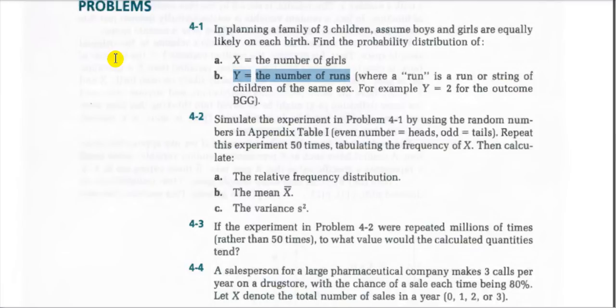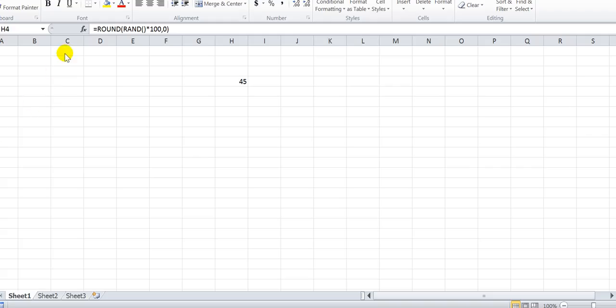Even numbers equals heads, and odd numbers equals tails. But you could do this in Excel even more easily. You could use a formula like this. RAND generates a random number between 0 and 1, multiply it by 100, gives you a number between 0 and 100, then round that off with no decimal places, and you get numbers like this.